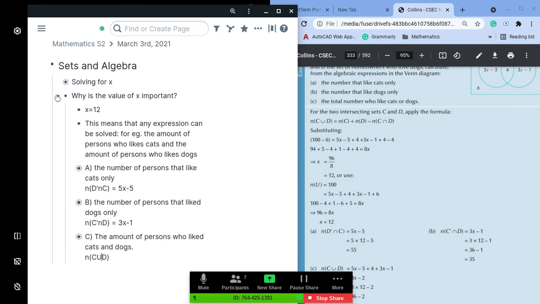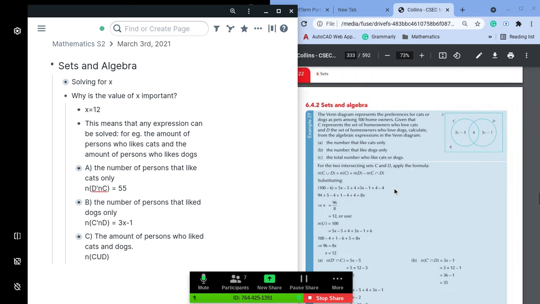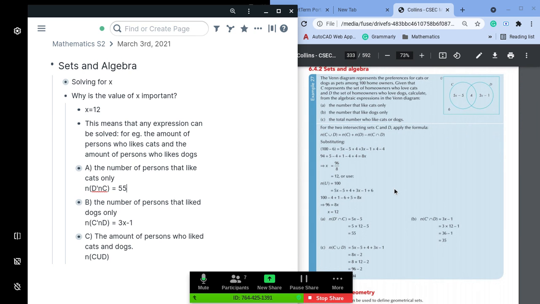Sir, for N bracket D apostrophe intersects C bracket, can I put 55 instead of 5x minus 5? Right, because we know the value of x, which is 12. So you could just put 55, right? So I'm going to give you this picture for you to follow. And then once you get this picture, one question will be on the portal in a few minutes, which you have the entire weekend to practice.